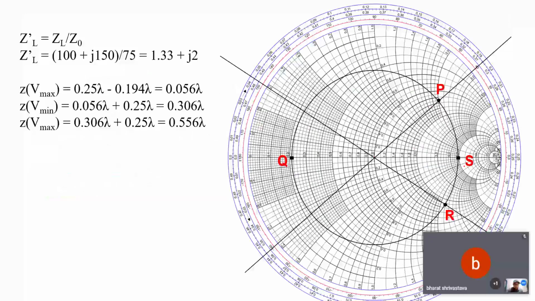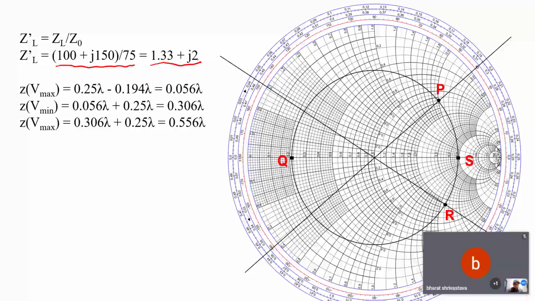Here you can see that the load impedance is given as 100 plus j150, whereas the characteristic impedance of the line is given as 75 ohm. For representing this load impedance in the Smith chart, we have to normalize this load impedance with respect to the characteristic impedance of the line. So I just divide this load impedance by the characteristic impedance of the line, and the final normalized impedance is obtained as 1.33 plus j2.